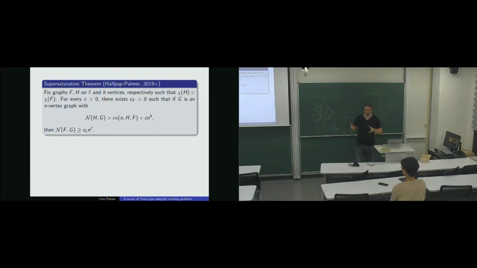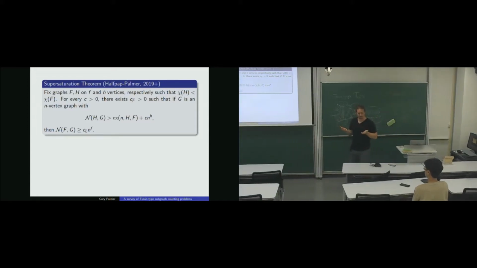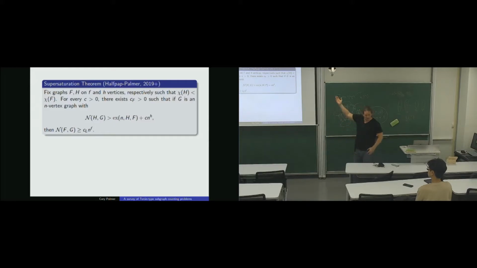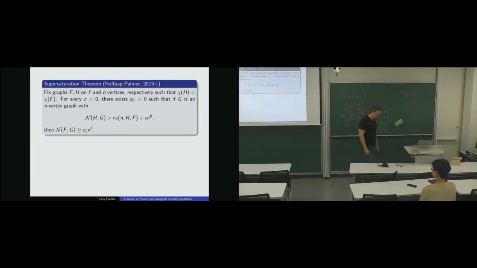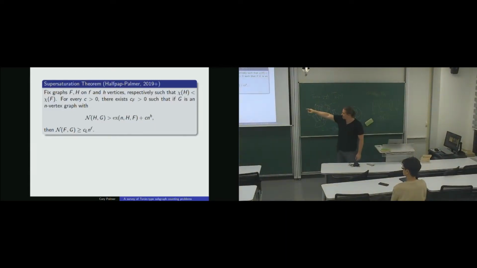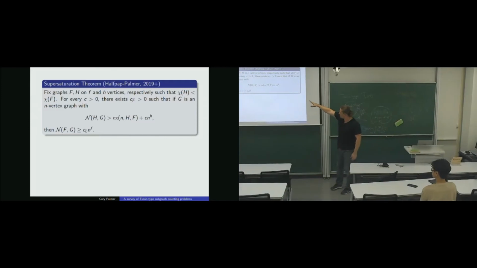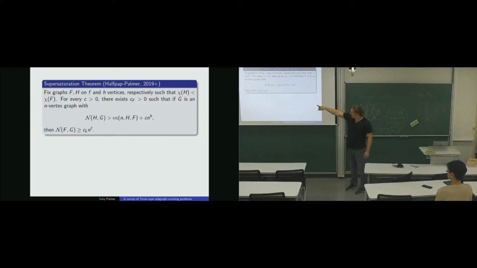So ordinarily, supersaturation says if you have more edges than the extremal number, you definitely get a copy of the forbidden graph. That's the definition of the Turán number. But what's more is that you get lots of copies of the forbidden graph. Right? You get n to the f copies of the forbidden graph. In this general setting, though, it says if you exceed the extremal number by some positive constant times n to the h, you can make that constant as small as you want, then you get n to the f copies of f.